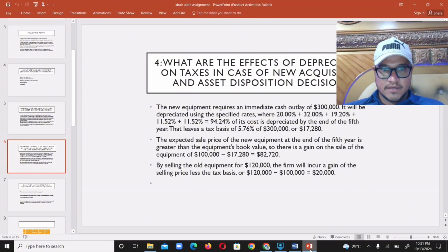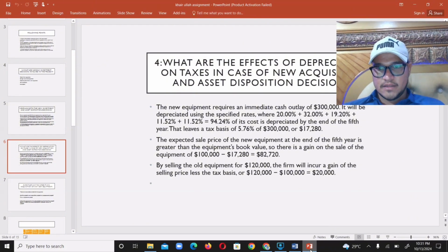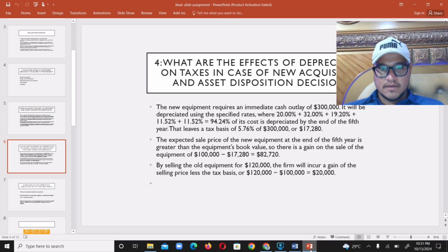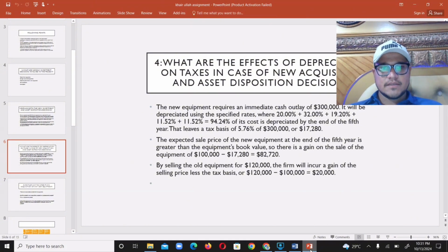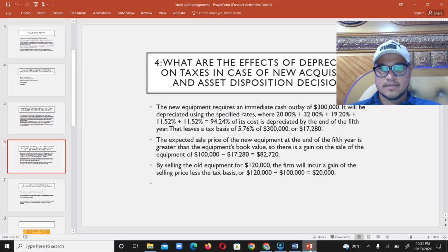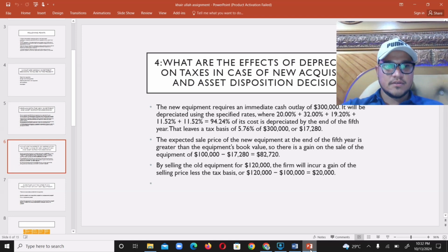The expected sale price of new equipment at the end of the 5th year is greater than the equipment's book value, so there is a gain on the sale of the equipment of 1 lakh minus 17,280, which is equal to 82,720. By selling the old equipment for 1,20,000, the firm will incur a gain of the selling price less the tax basis, or 1,20,000 minus 1 lakh, which is equal to 20,000.